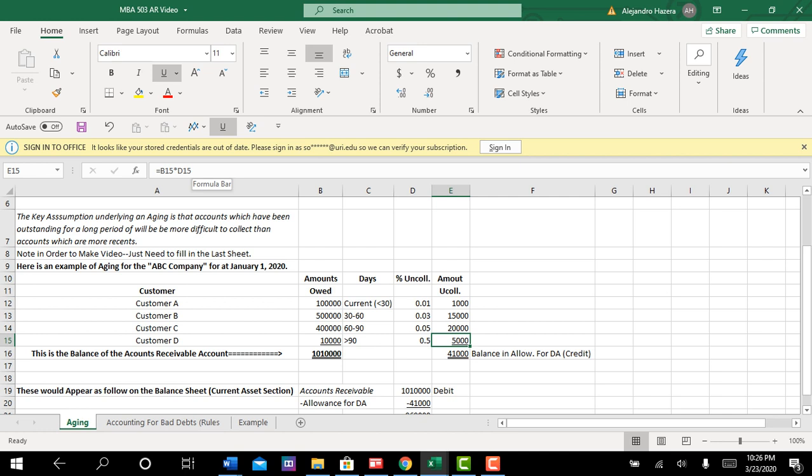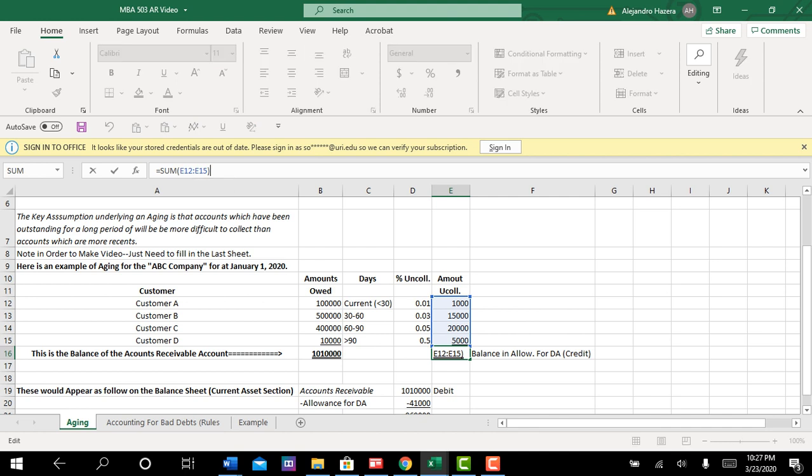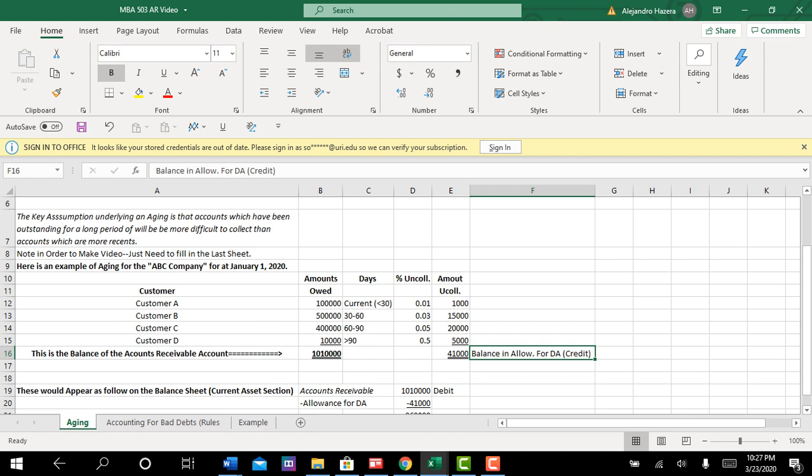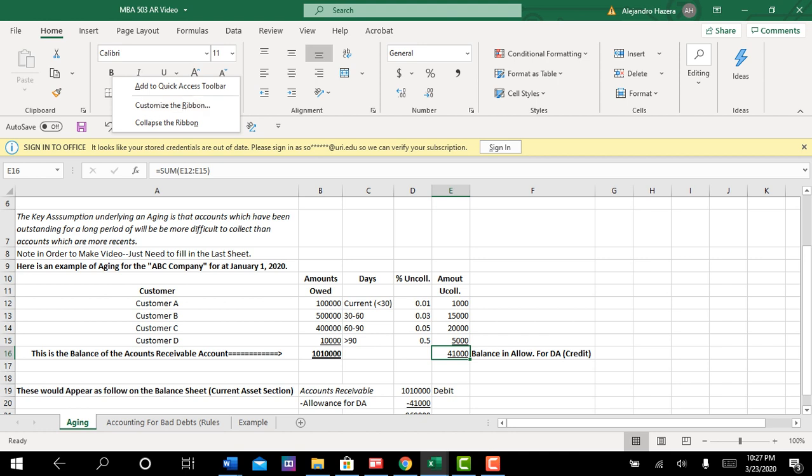Okay, now once you get the total amounts that will not be collectible, which are gotten by taking the total account times our estimate of non-collectability, once you get all those for all your customers, you sum them up, and you can see the formula here. The formula right there is just the sum of all the estimated amounts that will not be collectible. That amount will give you 41,000. And I want to emphasize that this 41,000 is what you should have on your balance sheet in an account that we call the allowance for doubtful accounts.